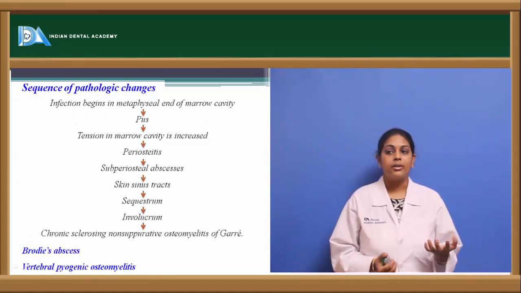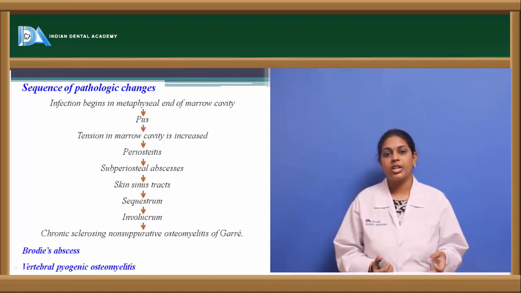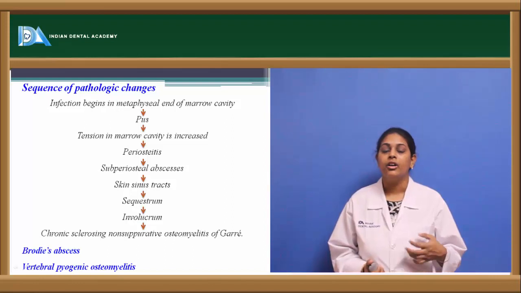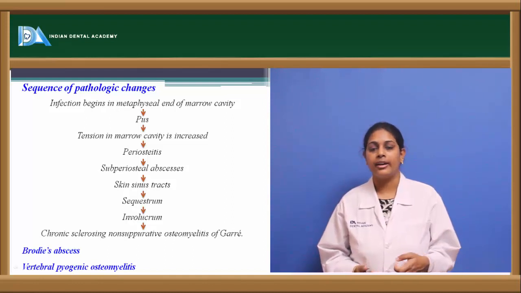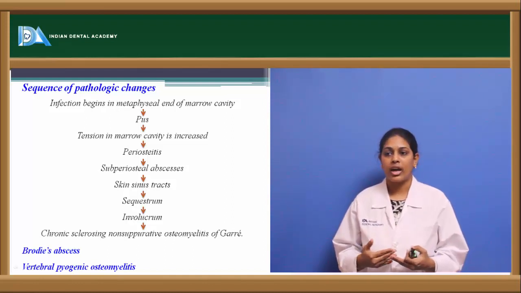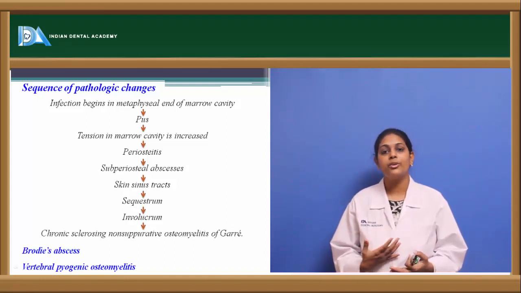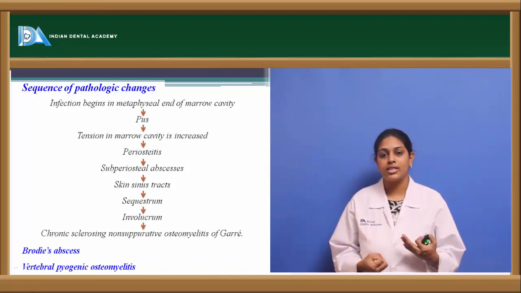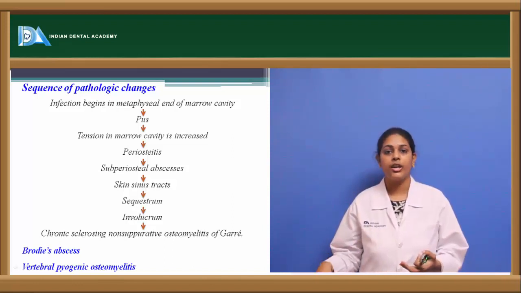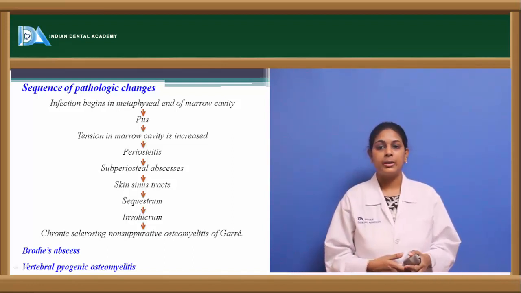The sequential stages are as follows. Firstly, the initial infection begins in the metaphyseal end of the bone marrow. Since it is a pyogenic bacteria, these bacteria result in the formation of pus, and when this pus extends and reaches the marrow cavity, there is an increase in tension within the marrow cavity. This increased tension in turn causes the pus to discharge into the periosteal layer of the bone, thereby causing its inflammation and resulting in periostitis.